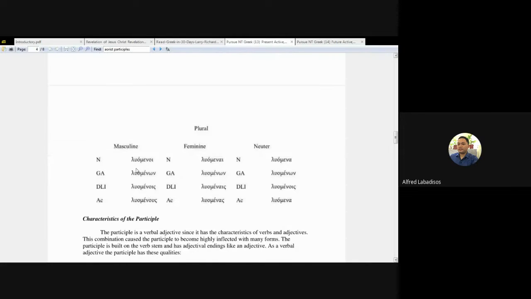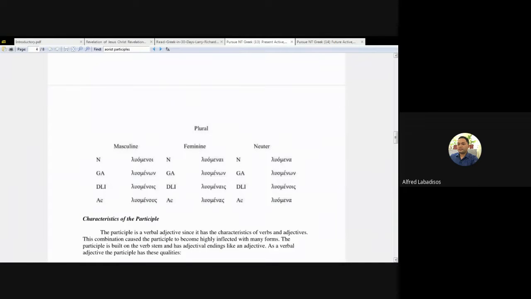For the plural, we have luomenoi, luomenon, luomenois, luomenous. Then for the feminine, luomenai, luomenon, luomenais, and luomenas. For the neuter, luomena, luomenon, luomenois, and luomena. Again, the endings: menoi, menon, menois, menous, menai, menon, menais, menas, mena, menon, menois, mena.